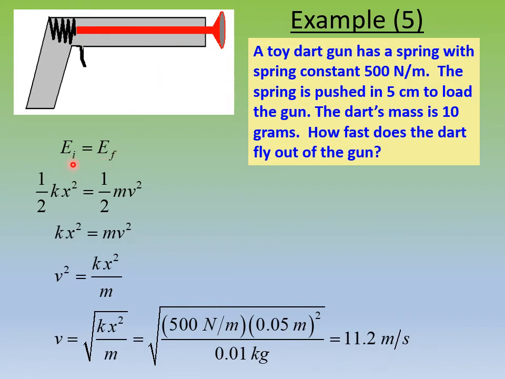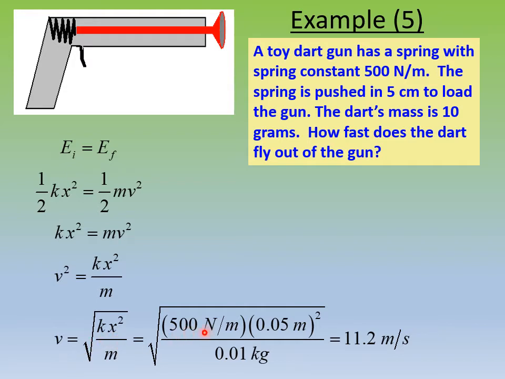So the initial energy of this system, as we look at it right now, is just elastic potential energy of the spring. So remember, that's 1/2 kx squared. The final energy is when the dart shoots out of the gun. That's all going to be kinetic energy, okay, 1/2 mv squared. So what we're solving for here is the velocity. The first thing we can do is get rid of these 1/2s. They both have a 1/2, so we can just cancel those off, and we get kx squared equals mv squared. We can divide by m to get v squared equals kx squared over m. And finally, take the square root to solve for v. So v is equal to the square root of kx squared over m.